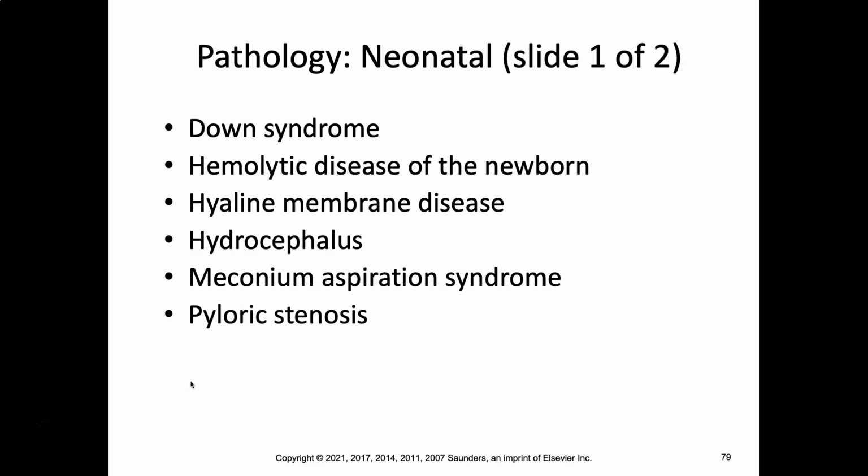In terms of the baby themselves, they can be challenged with Down syndrome or other chromosomal disorders that happen during the baby's development, early development. Hemolytic disease, hyaline membrane disease, hydrocephalus. At birth, meconium aspiration syndrome can be an issue if a baby is over 40 weeks. Pyloric stenosis.